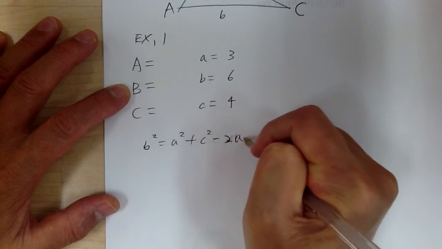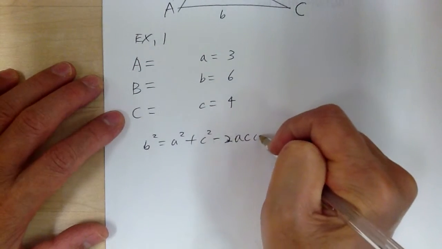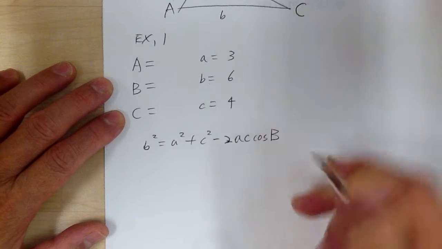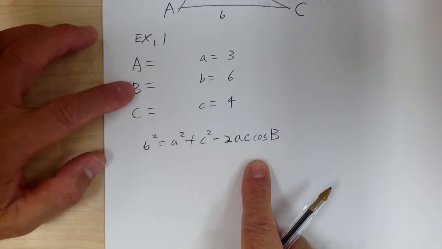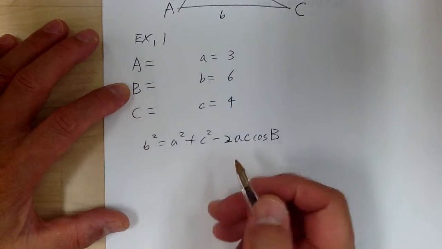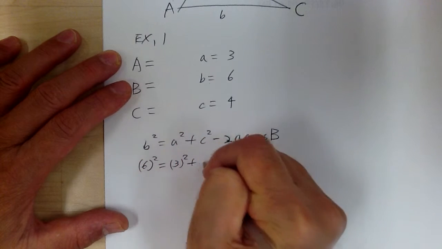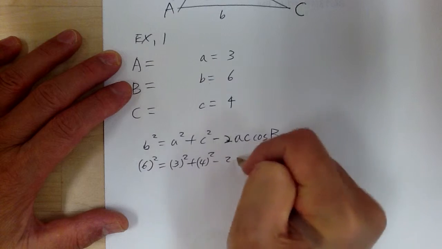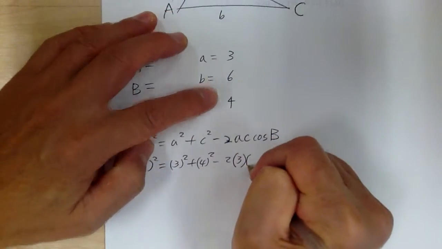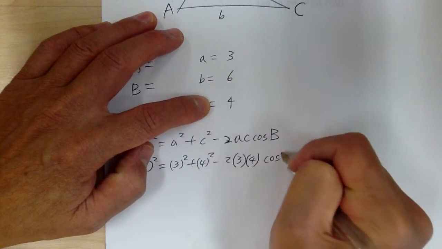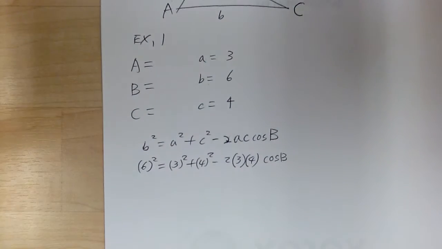Minus 2AC cosine of big B. Again, you're looking for the biggest angle. So now you're going to start to put stuff in. You got 6 squared equal to 3 squared plus 4 squared minus 2 times 3 times 4 cosine of B. So get your calculator, you work things out.